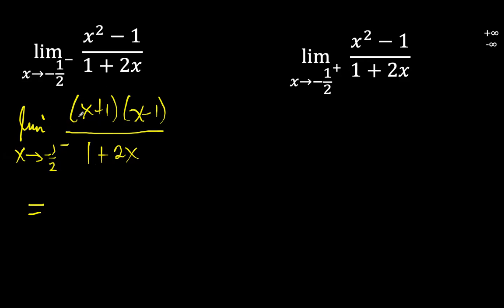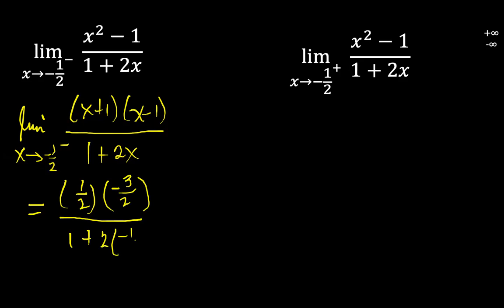Sorry, that's negative 1/2. So if x is equal to negative 1/2, then negative 1/2 plus 1 is 1/2, positive, right? And if x is close to negative 1/2, negative 1/2 minus 1 is negative 3/2, over 1 plus 2 times x, where x is close to negative 1/2 from the left, and some of the values here are less than negative 1/2. So what's the product? Negative 3/4 over 1 plus.